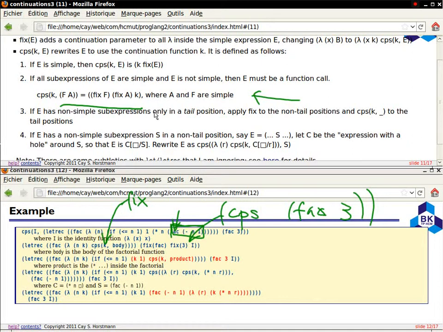Then make this transformation. CPS lambda R. I'm just reading this off. CPS K. What is C? C is the thing. Oh, I see. C is the thing outside the box. So it's multiply n with the box, which I have here, except call the box R. And that's what it is. And S is the thing that's inside the box, which is the fact of n minus 1. So that's what it is.